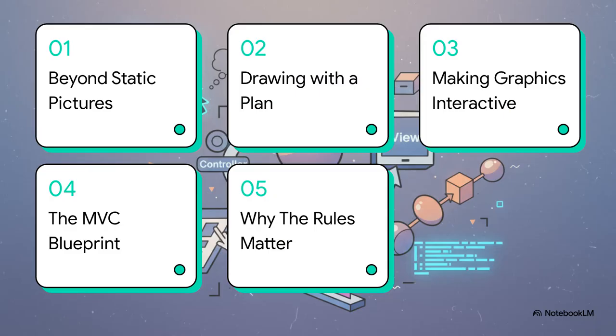All right, so here's the game plan. We'll start by moving beyond static pictures. Then we'll talk about drawing with a plan. After that, we'll get into making our graphics interactive. This all leads up to the main event, the MVC blueprint. And finally, we'll cover why these rules matter so much.